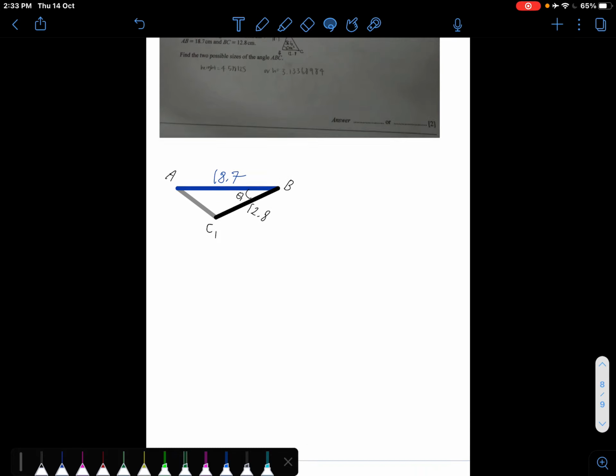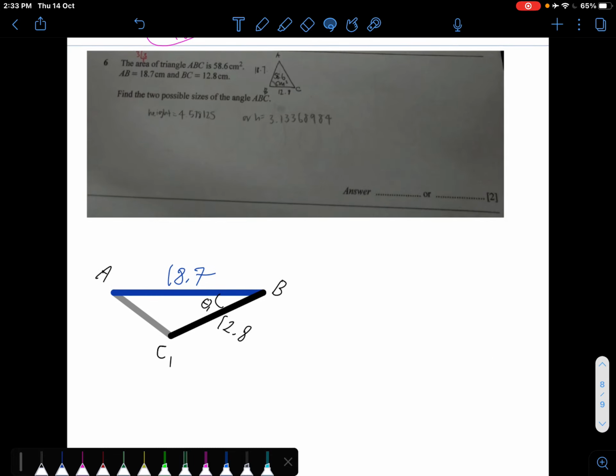Hello. So, for this question, what they're telling you is they give you the area of a triangle. The length AB is 18.7, the length BC is 12.8, and they're asking you to find the two possible sizes of the angle ABC. I hope you can see that ABC is really just the angle that's in between the two lengths.